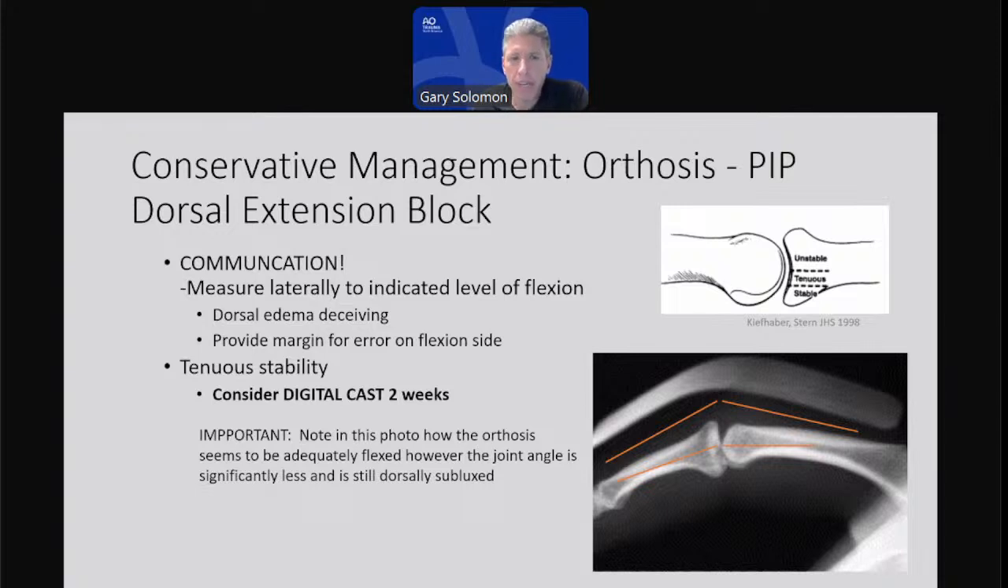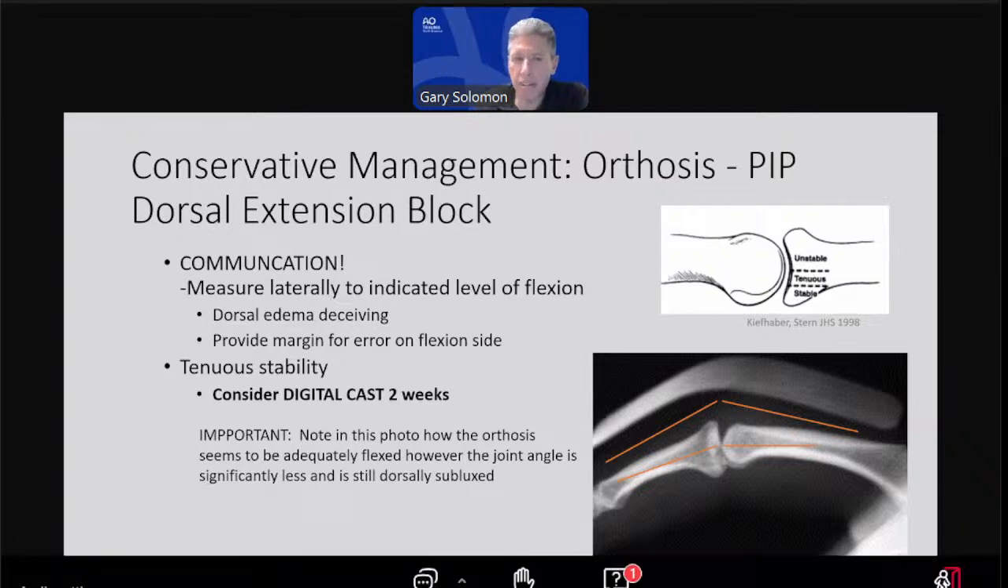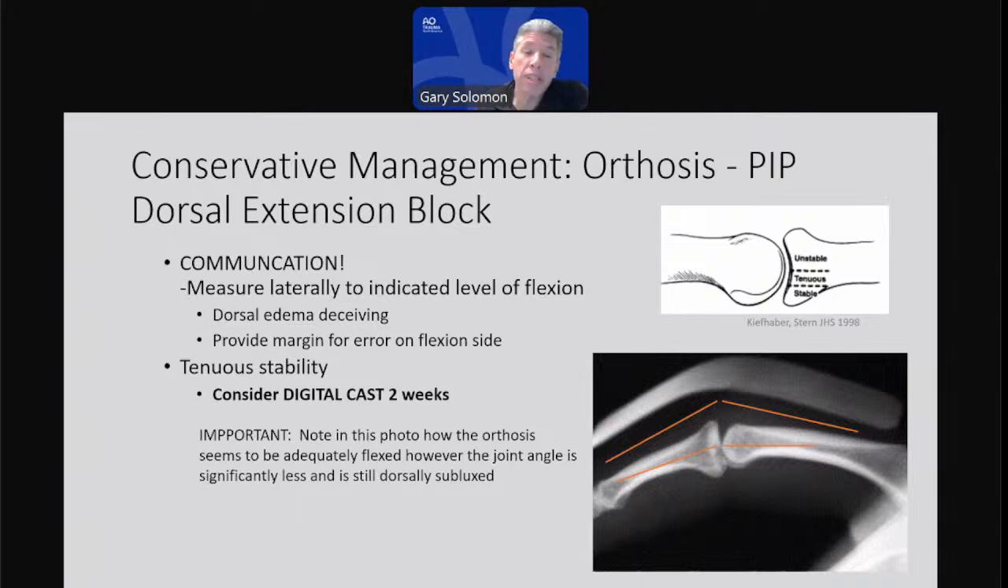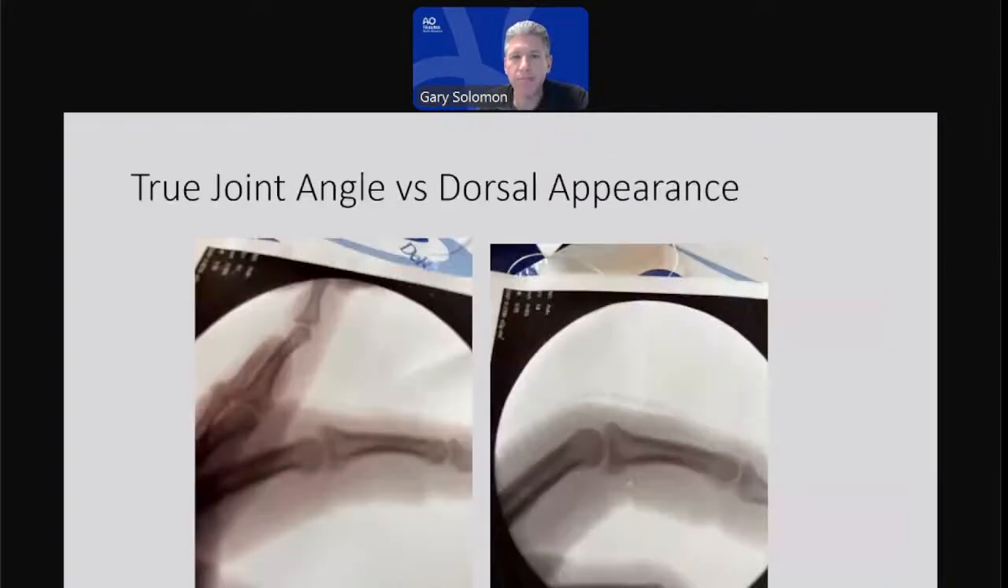When you're giving orders for how far it needs to be flexed, it's always good to provide a little margin of error on the flexion side. We've had some success with patients with tenuous stability doing a digital cast. I'm lucky here because I'll go over and cast them right under fluoro, get the joint position right, hold it for a couple of weeks, and then start the dorsal block. It's not ideal, but some patients don't want surgery and want to try conservative measures first, and we've had some good success with that.